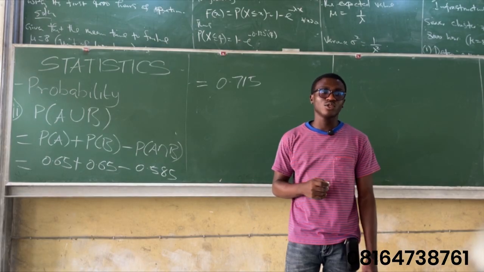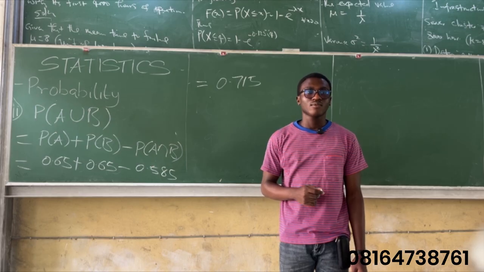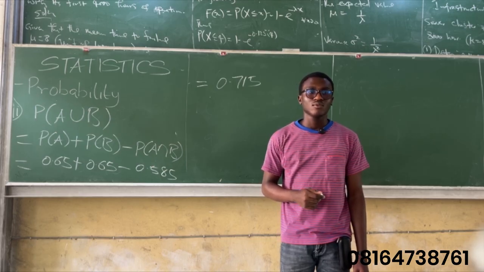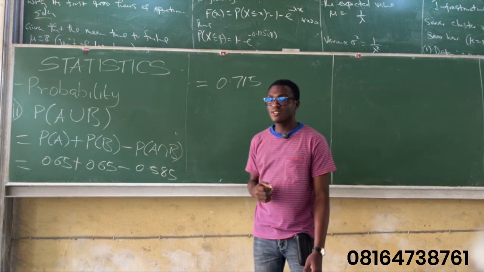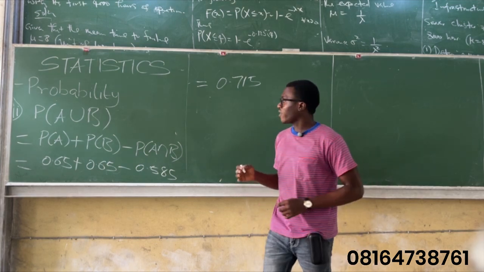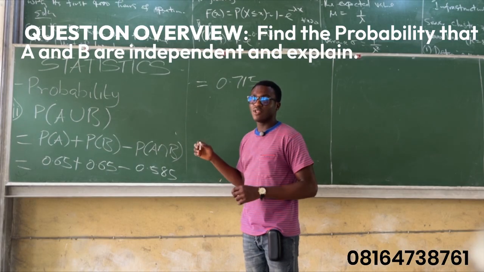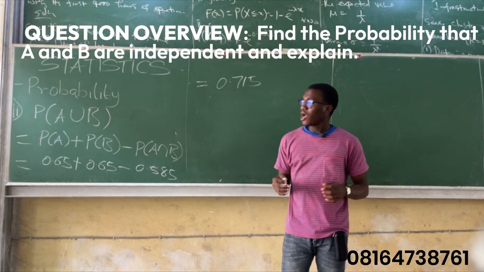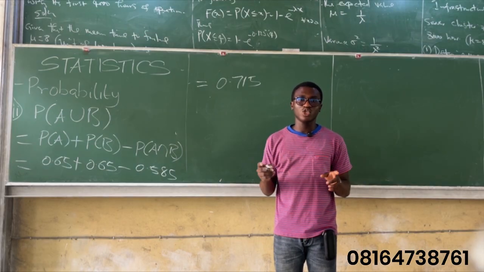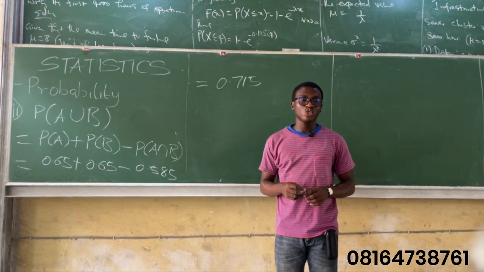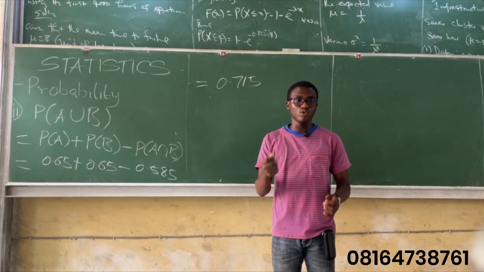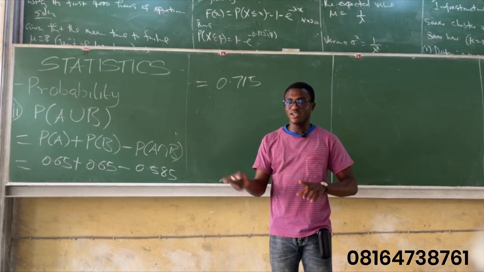Now the third question, they say find the probability that A and B are independent and explain. So we are asked whether the two events are independent. Now, independent events are events that can occur simultaneously without affecting each other. So for example, if you were to toss a coin and roll a die at the same time, you can achieve both without either of the events affecting the other.